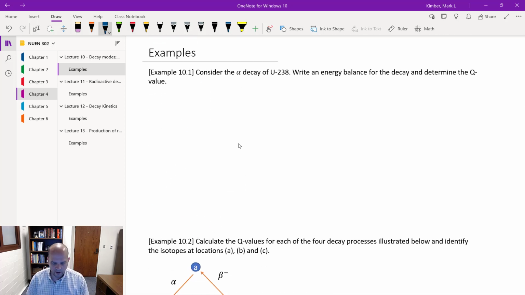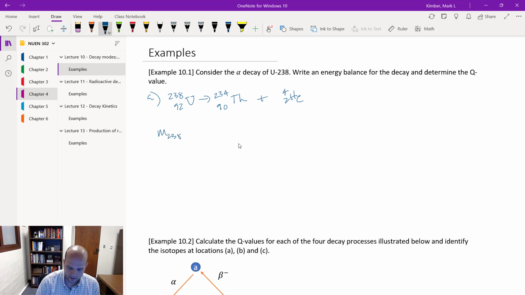In example 1, we've got alpha decay of U-238. We want to write an energy balance for the decay, and we want to determine the Q value. And so first let's write this energy balance. We've got 238 uranium, which has 92 protons. It's an alpha decay, so I'm going to lose 2 protons and 4 total nucleons, and that becomes thorium. And then I've got my alpha particle, helium-4.